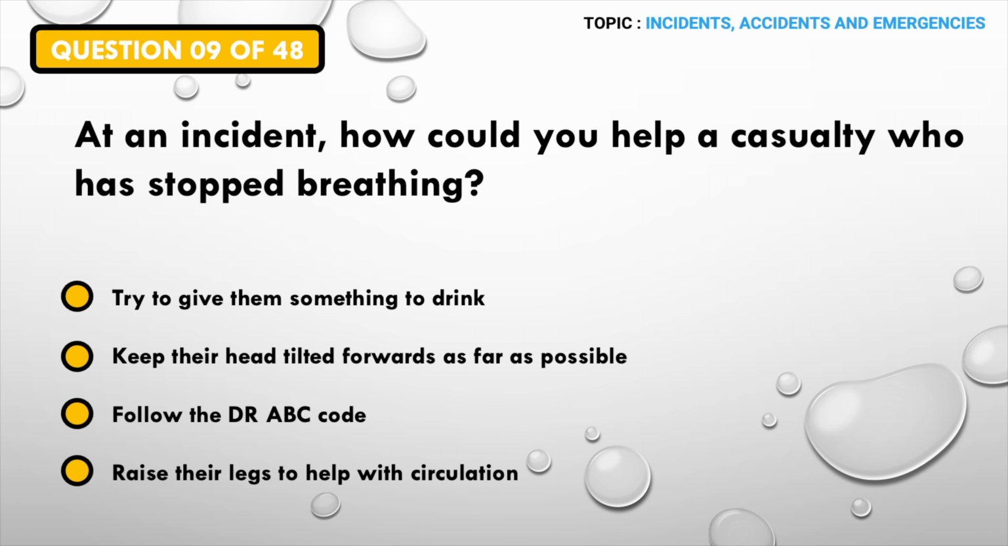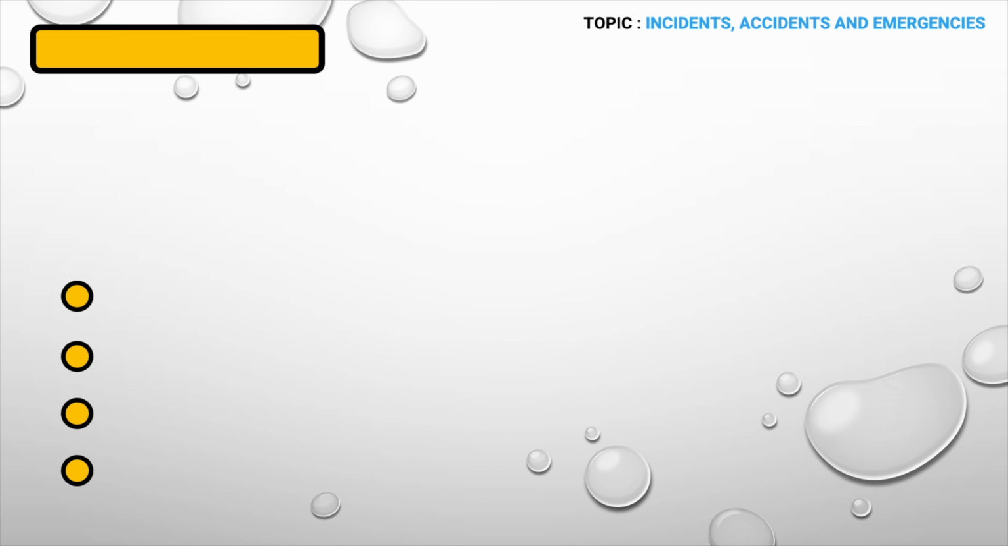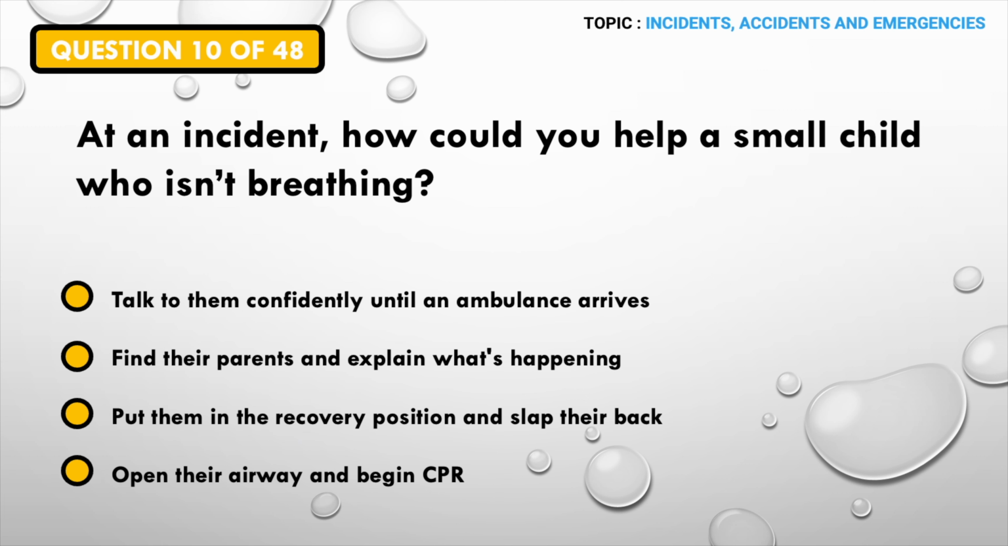At an incident, how could you help a casualty who has stopped breathing? Try to give them something to drink. Keep their head tilted forwards as far as possible. Follow the DRABC code. Raise their legs to help with circulation. Follow the DRABC code.